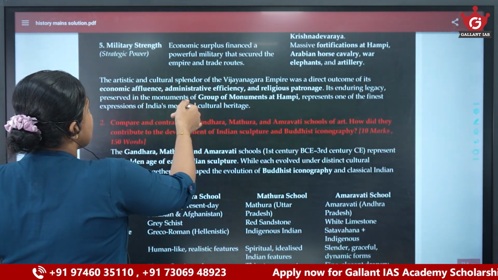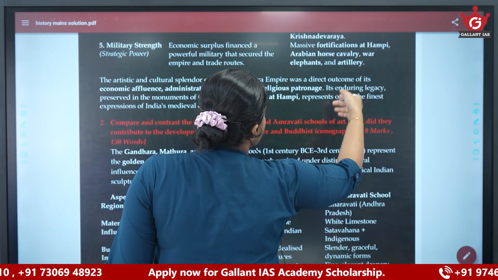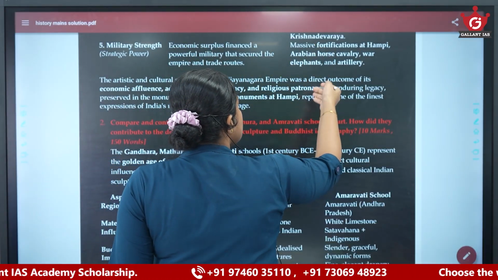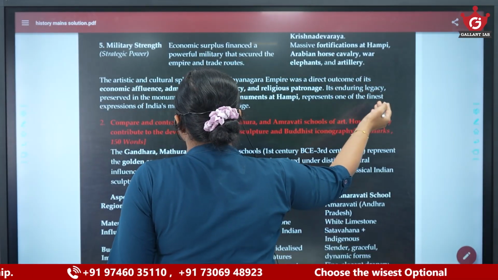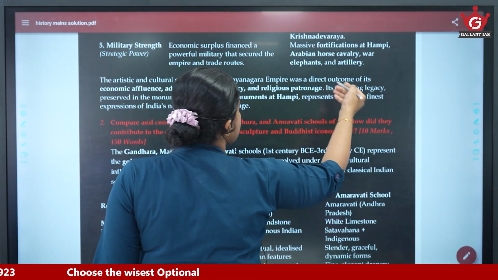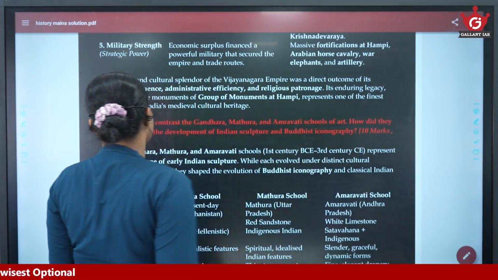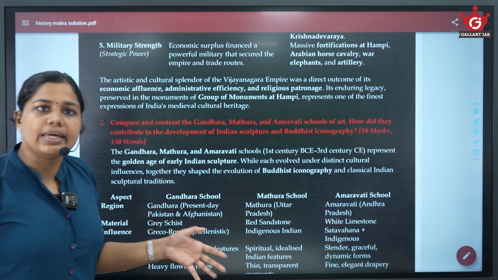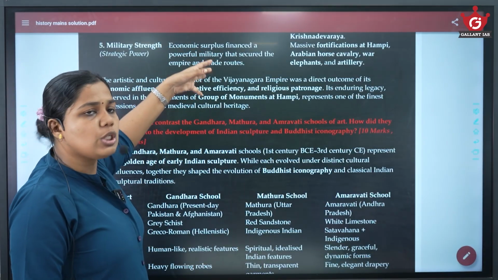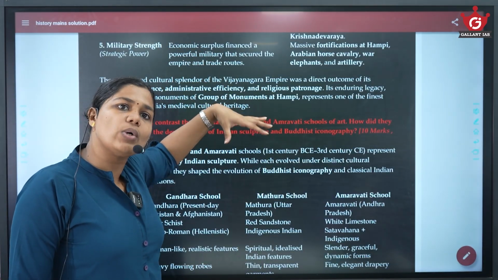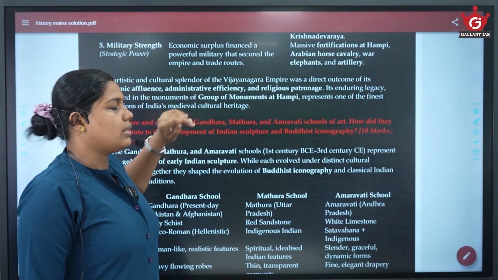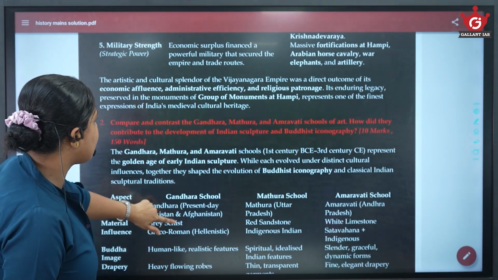The artistic and cultural splendor of Vijayanagara Empire was a direct outcome of its economic affluence, administrative efficiency, religious patronage, its enduring legacy, preserved in the group of monuments in Hampi, represents one of the finest expressions of India's medieval cultural heritage. So if any current affairs based things are happening in the news regarding Vijayanagara Empire, you can also add this in your answer so that you can have a current linkage to your answer. So now we are moving to the second question.